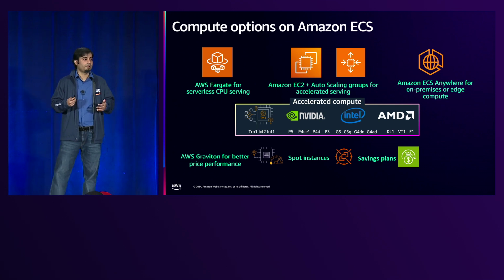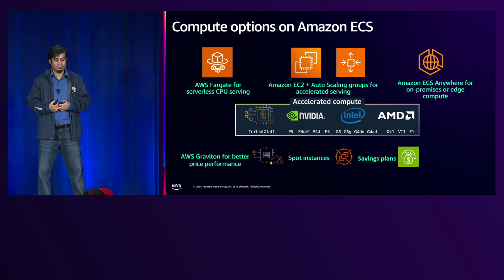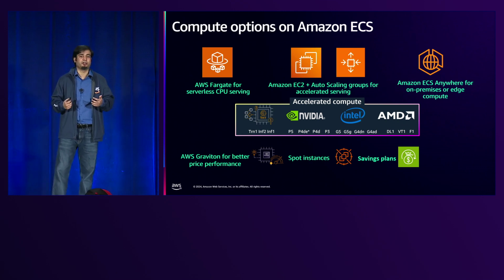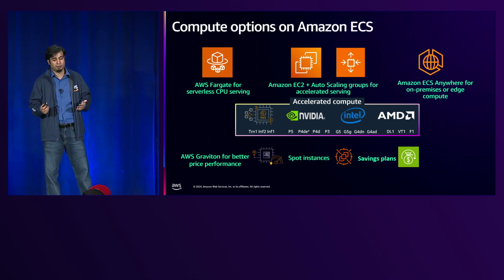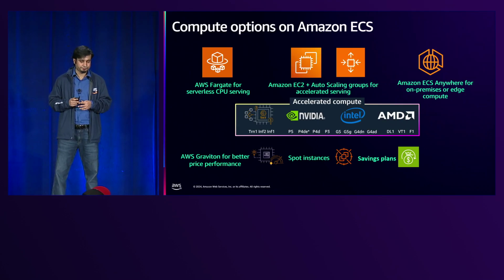In terms of cost optimization, you also get access to the purchase options and the discount options that exist on EC2, specifically spot instances as well as savings plans, which you get both with Fargate and EC2 compute options. Also, you get access to Graviton-based instances, which provide better price performance, both on Fargate and EC2 compute options with ECS.